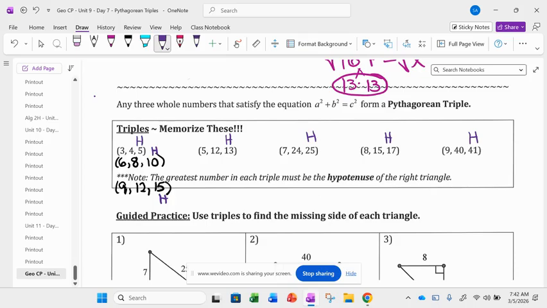What do I mean when I say I want you to memorize them? If these numbers show up, I don't want you to do the Pythagorean theorem. I just want you to know the answer. And we're going to practice that today.